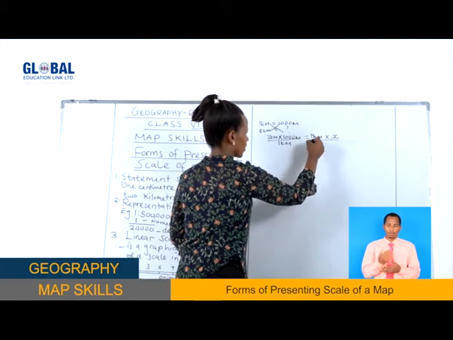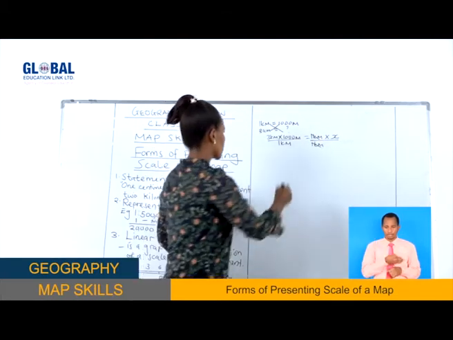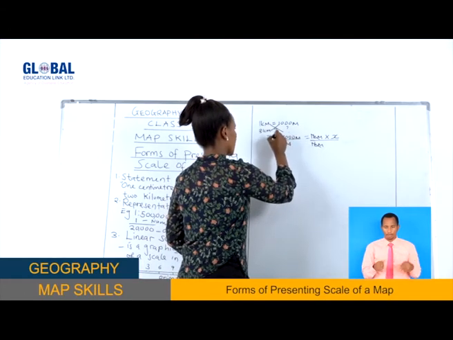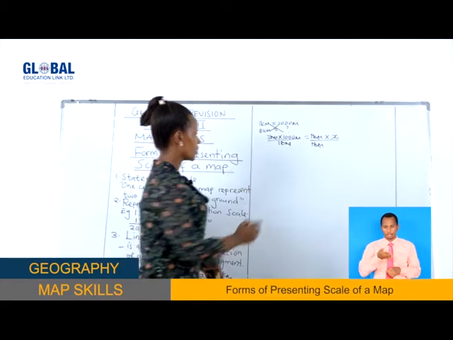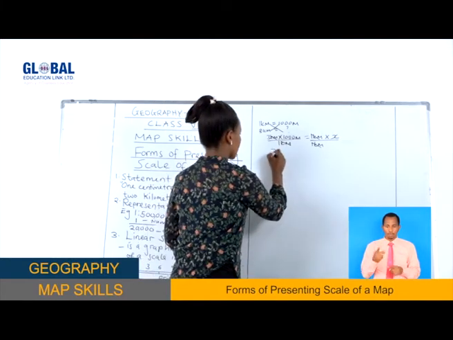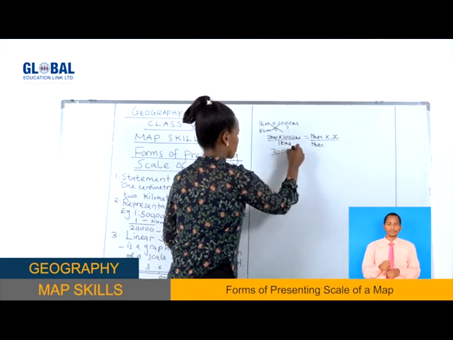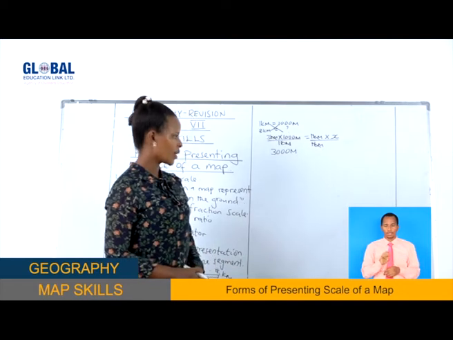Then this kilometer and this kilometer has gone. Also on this side, this kilometer and the kilometer, we cancel it. Then we remain with 3 times 1,000 meters. We get 3,000 meters. Divide by 1, it is the same, 3,000 meters.